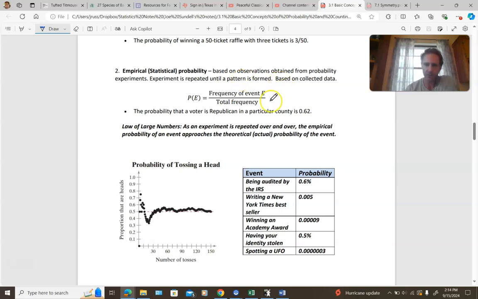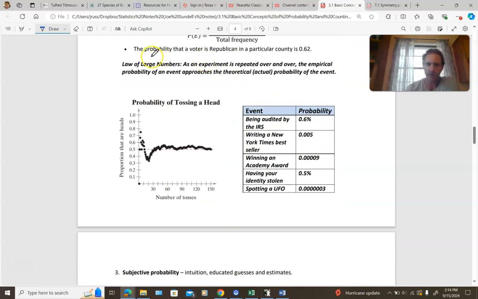All right, now this is interesting right here when it talks about the law of large numbers. As an experiment is repeated over and over, the empirical probability of an event should approach the theoretical, or the actual, probability of the event. So this pertains more to games of chance and things of that nature. Here's an example, the probability of tossing a head. Theoretically, we know that the probability of tossing a head is 1 out of 2, because a coin has one head and there are 2 sides, right? So the sample space consists of 2 outcomes, so 1 out of 2.